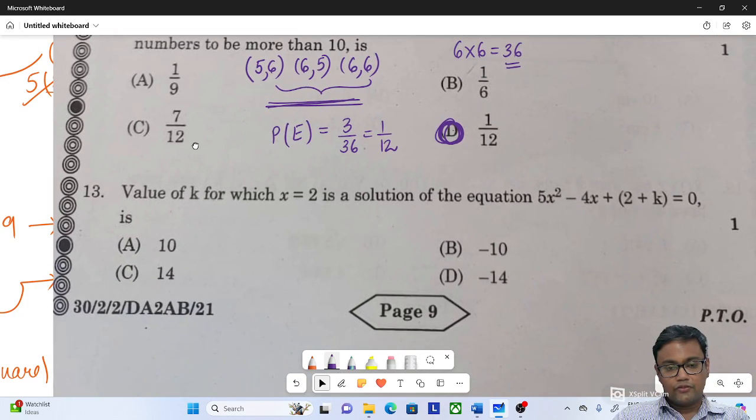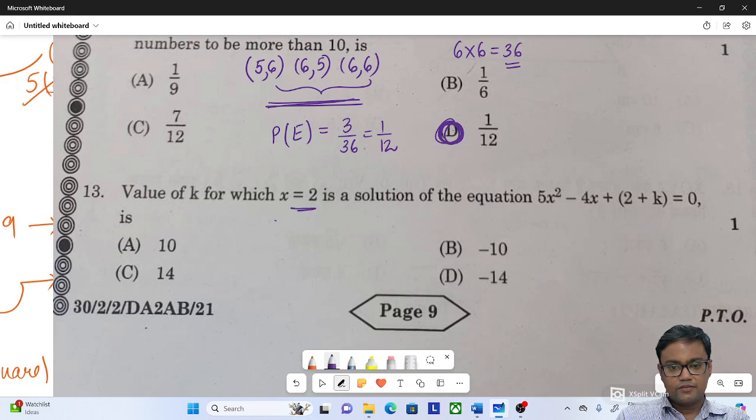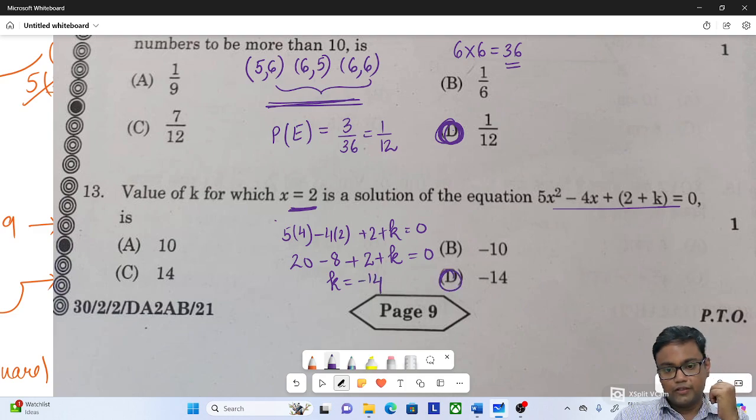For which value of k is x equals 2 the solution? So, this question is quite simple, of this quadratic equation. Just put the value of x as 2. So, 5 into 2 square, that is 5 into 4, minus 4 into 2, plus 2 plus k is 0. So, 20 minus 8 is 12, plus 2 plus k. So, k is minus 40, right. So, D is the right option.